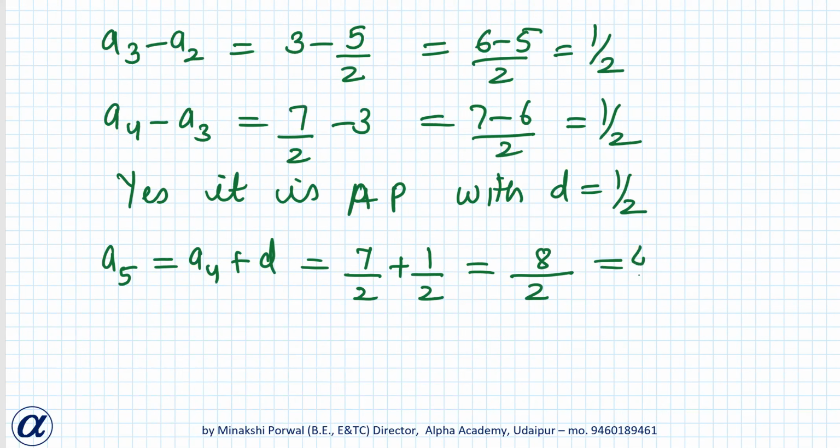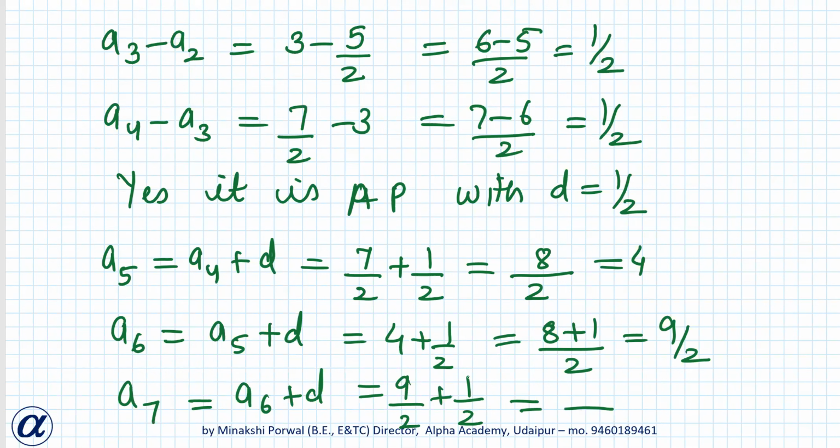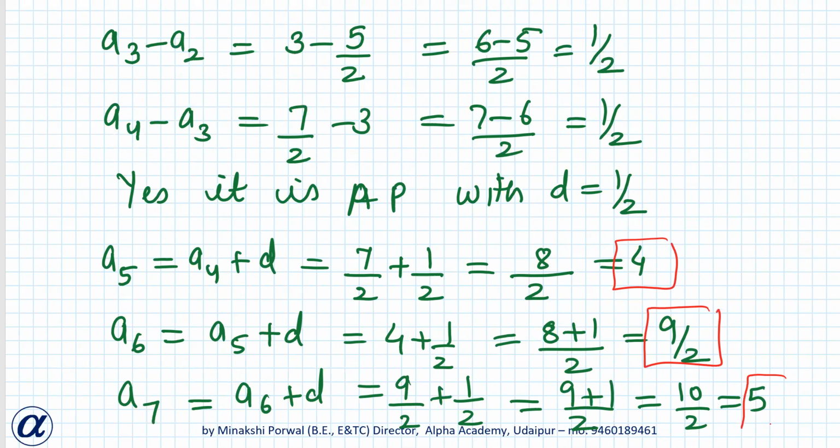8 by 2, that is 4. And A6 equals A5 plus D. A5 is 4 plus 1 by 2, so it is 8 plus 1 upon 2, that is equal to 9 by 2. And A7 equals A6 plus D, that is equal to 9 by 2 plus 1 by 2. So 9 plus 1 is 10 by 2, that is 5. Okay, so these are the next terms: 4, 9 by 2 and 5.